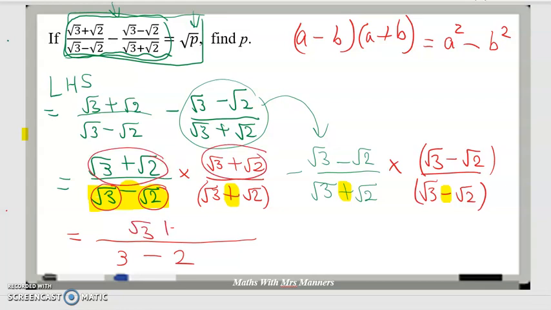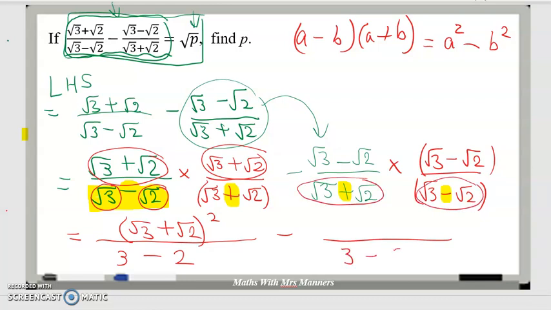So what I'm going to do is write that as root 3 plus root 2 all squared. If I look at the second term, once again, this difference of two squares here, well, that's going to give me 3 minus 2. So the denominator, you can already see 3 minus 2 is 1. That's going to turn out really nicely.